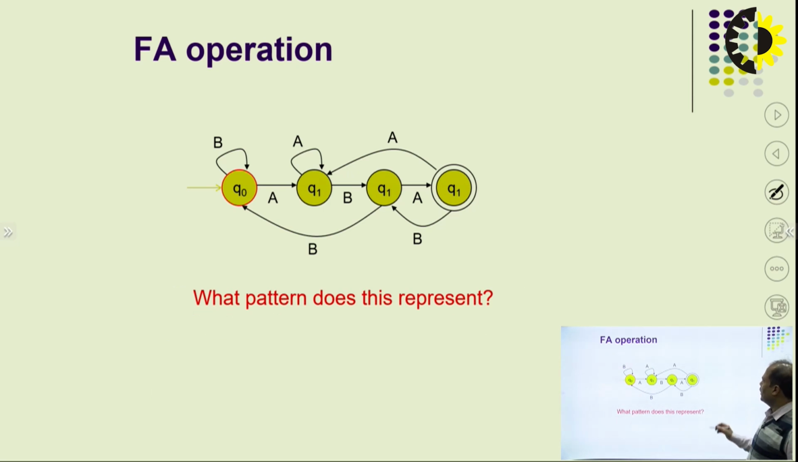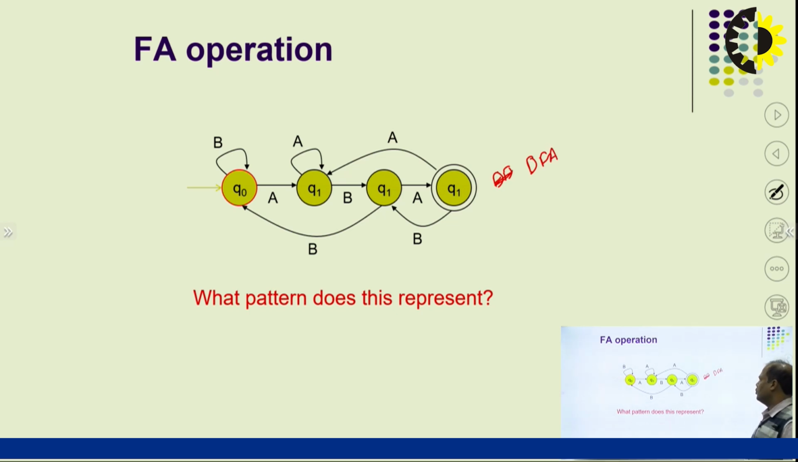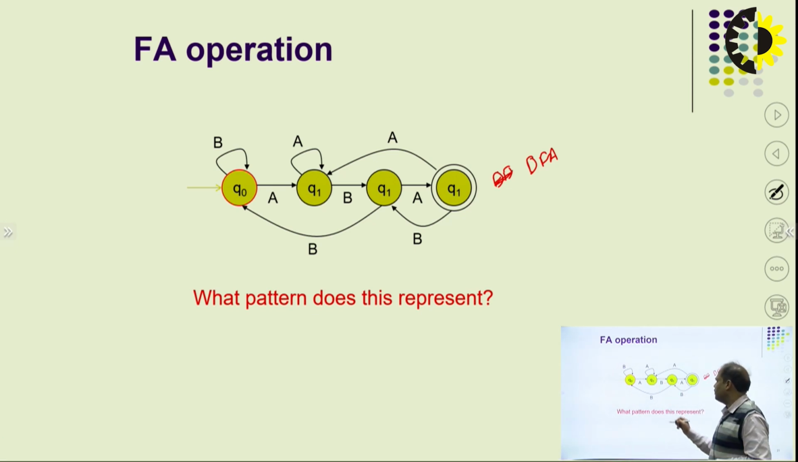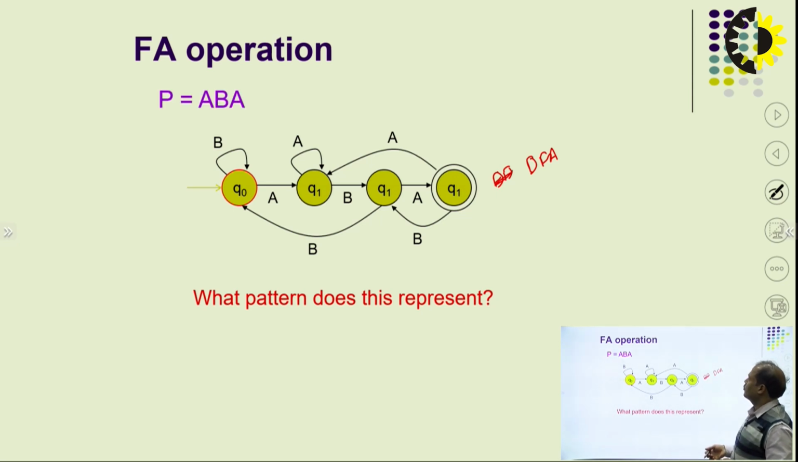So the question is, suppose this is your finite automata, of course this is a DFA. What pattern does this represent? It is representing some pattern, definitely. ABA can be accepted, AABA can be accepted, same thing ABB, ABA can be accepted. So it can accept many patterns. So consider the pattern ABA.